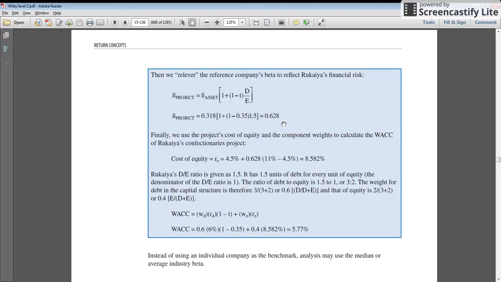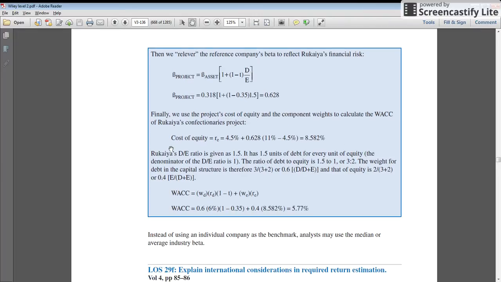Finally, the question requires us to find the WACC, for which we firstly need to find the cost of equity. We've discussed the capital asset pricing model in our class, CAPM. 4.5 is the risk-free rate, 0.628 is the beta that we just calculated, and this is the equity risk premium, which is the difference between the market return 11% and the risk-free return, which is 4.5%. So cost of equity for Rukaiya comes out to be 8.582%.